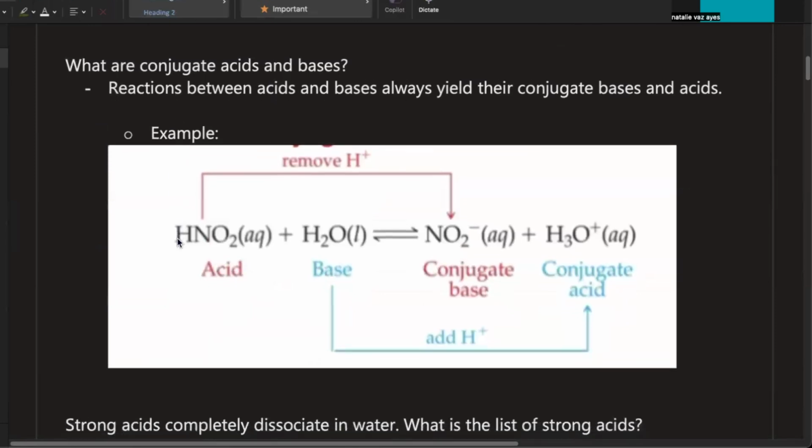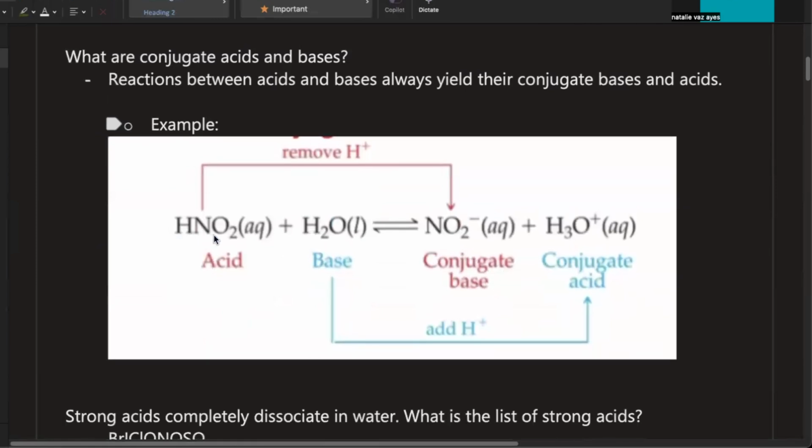So if we look at this example, HNO2 is going to work as our acid, H2O is going to work as our base. We know that HNO2 is our acid because we know that this is a strong acid, and we'll get into that later. So now that we know this is the acid and this is the base, we're going to look at our products. And you can see, since this works as an acid, it's going to be a proton donor. So then it's going to be NO2 minus. And you can see that this is the conjugate base.